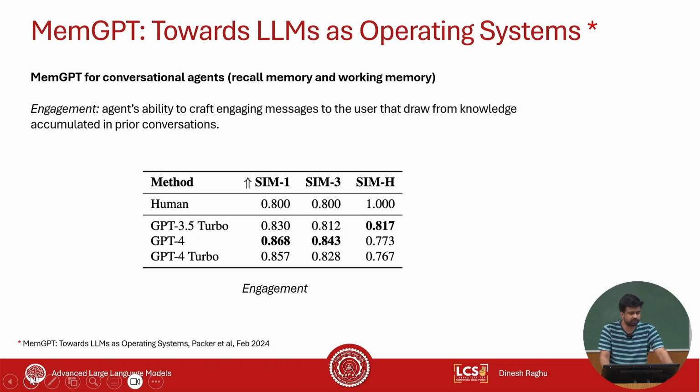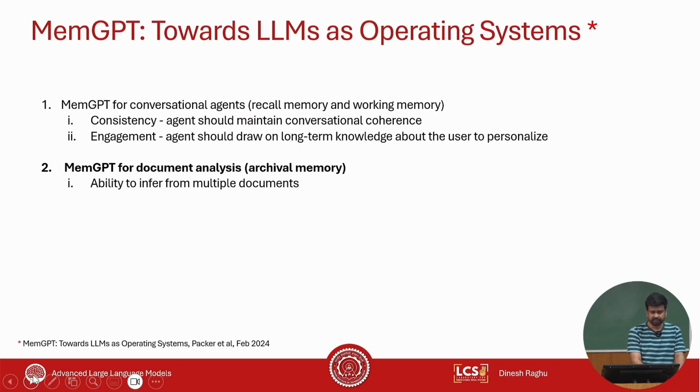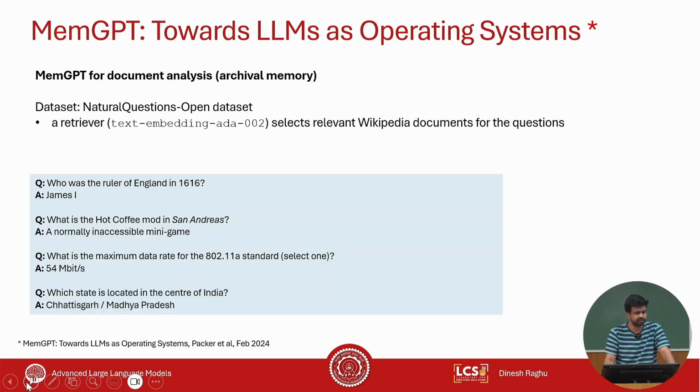So you see both sim1 and sim3 are quite high. In fact, it is better than humans for GPT 3.5, 4 and 4 turbo, right? And sim-h is similarity with respect to the human, of course. So that's why for human it's 1, for the remaining it's around 80. So engagement is also good. So finally, they want to study how it ends up using archival storage, and for that they use something called natural questions.